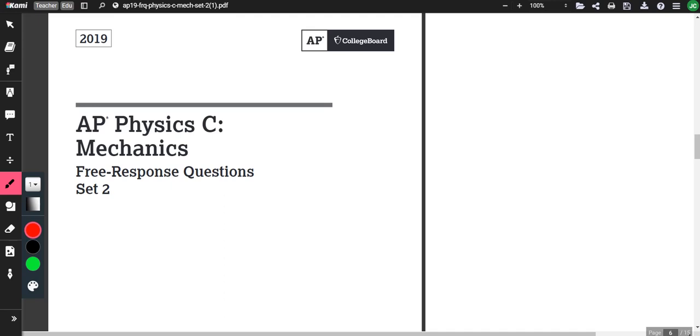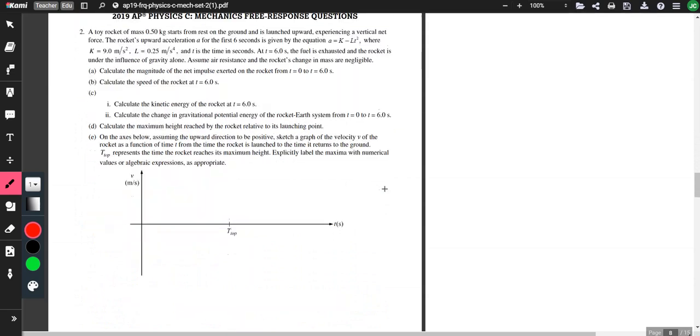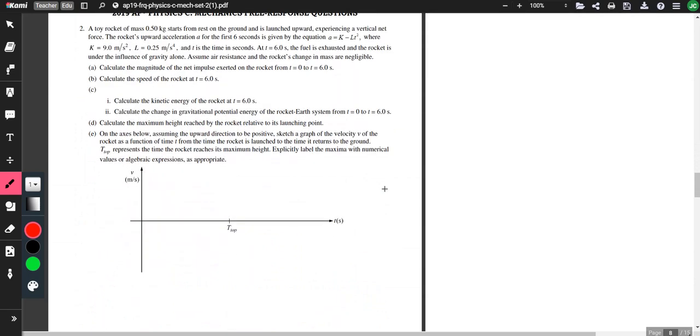Everyone, so we're going to continue on and do the second question in the 2019 AP Physics C test. This is going to be set two, the conservation of energy questions. With part two, they have this rocket being shot up, and they give us the acceleration function, and they want us to figure out what is the net impulse on the rocket.